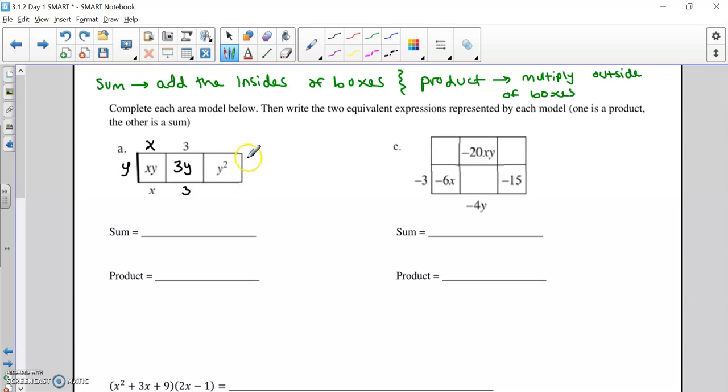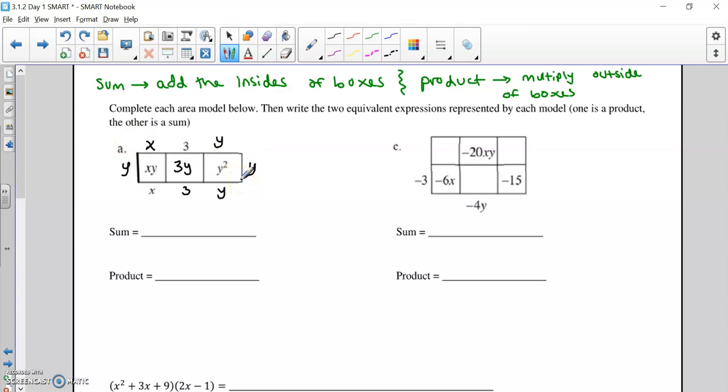And then here, lastly, we know that this box has a height of y. Since this side's y, this side is also y. So what times y is going to give us y squared? Well, that's got to just be y, right? We know that y times y is going to be y squared. We could put that on this side too. Okay, so notice again how the bottom is the same as the top, the left is the same as the right.